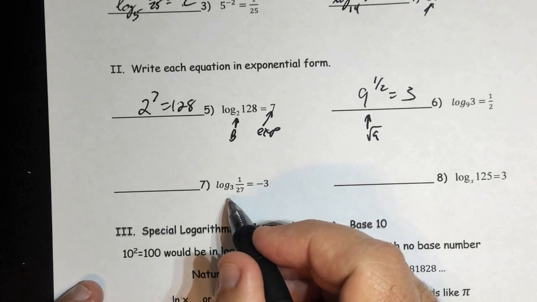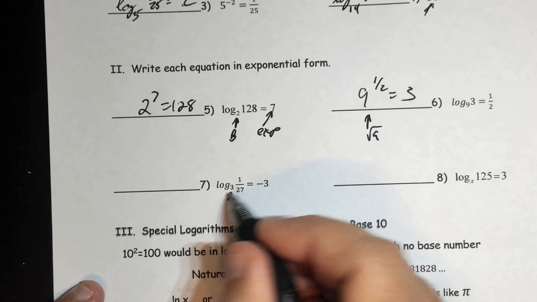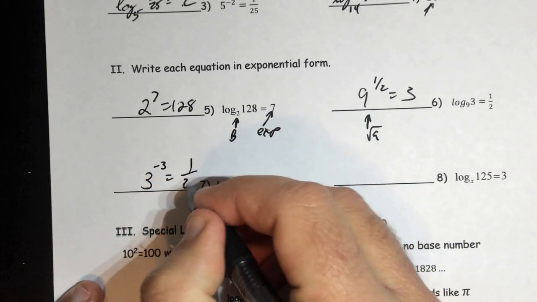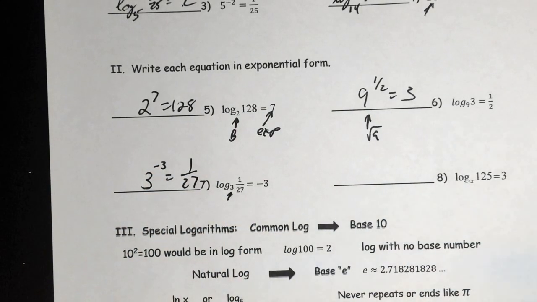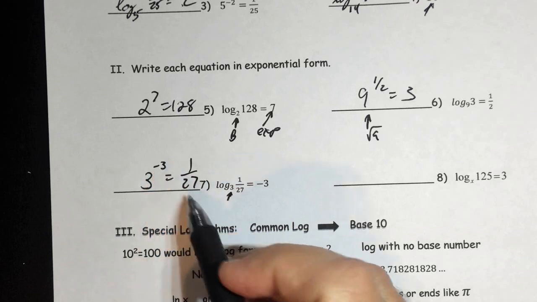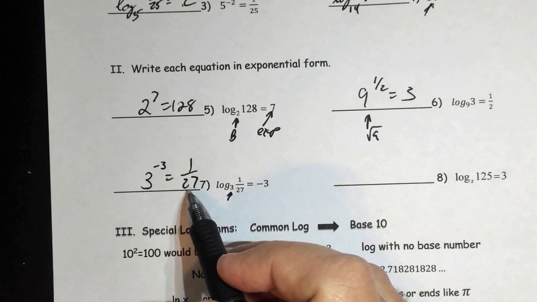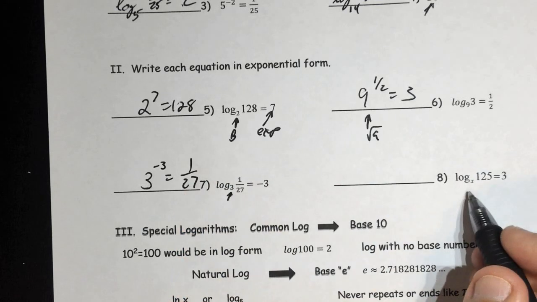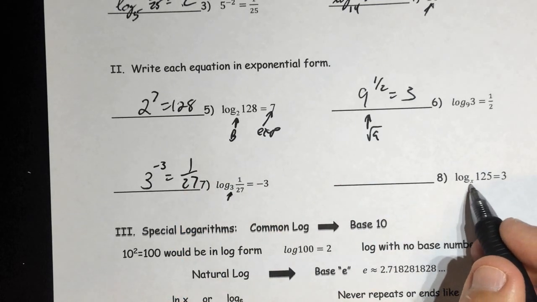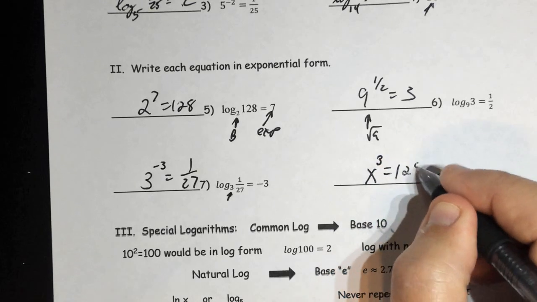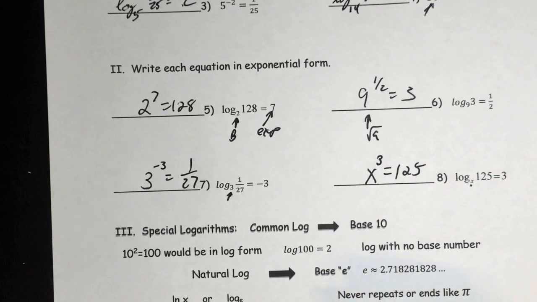Next, there's my base, so 3 to the negative 3 is 1 over 27. Again, 3 times 3 times 3 is 27. That negative exponent brings it down to the bottom. And this last one, x is my base, so x cubed is equal to 125, and later on we're going to be able to solve that. We should know that the answer has to be 5.